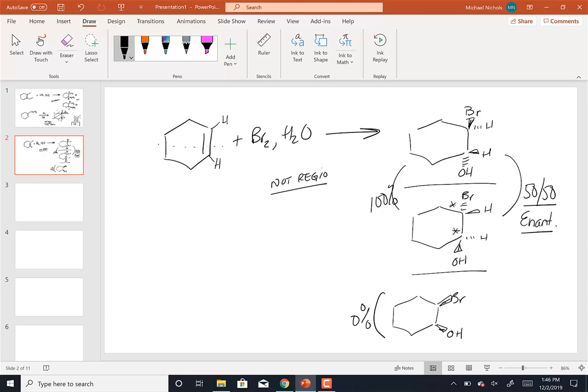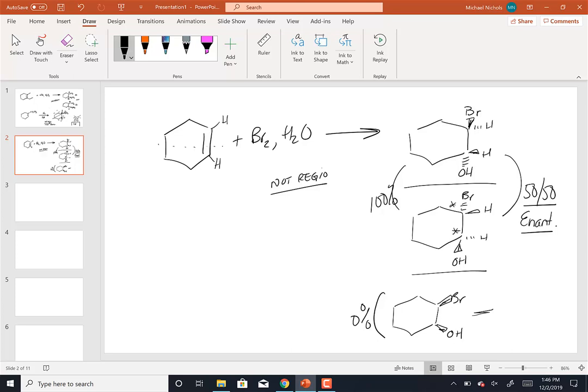So in this case, this is another possible product, it's just not formed. So that's what's making the reaction stereoselective. But I'm not selecting over enantiomers. I never select one enantiomer over another because I don't have a chiral reagent that's letting me do that. Not in these reactions. Okay.